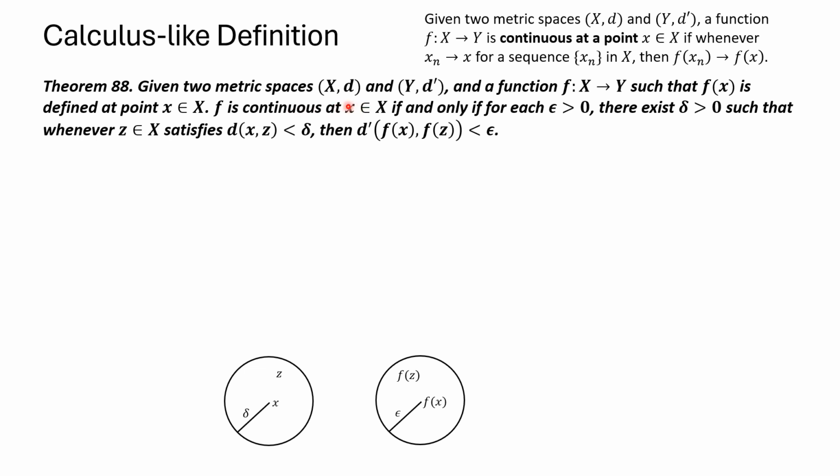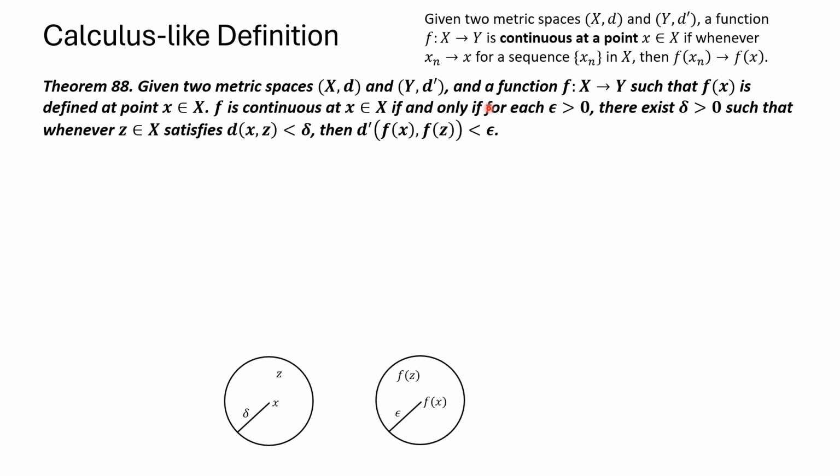f is continuous at small x, an element of X, if and only if for each epsilon greater than 0, there exists a delta greater than 0 such that whenever a z, an element of X, satisfies the distance from x to z less than delta, then the distance between f of x and f of z is less than epsilon. So it's a bit of a mouthful, but let's look at a picture which I've drawn on the bottom of the slide.